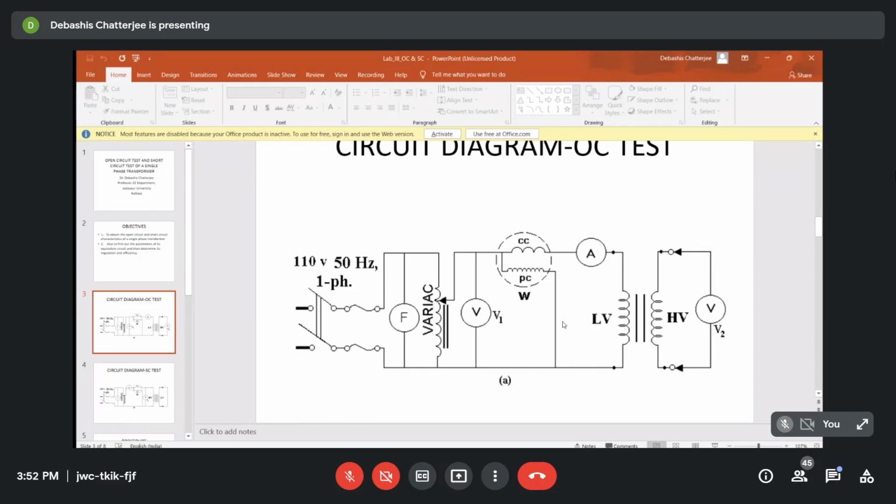kVA is volt ampere. So high voltage side, 1000 volt into I ampere equals 1000. So I equals 1. So high voltage side current is 1 ampere rated current, right? And low voltage side will be 10 ampere. It is 100 volt, 10 ampere, right? So normally, do you know what is the range of no load current of a transformer in terms of full load current?